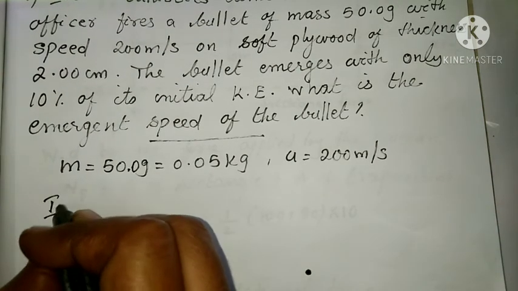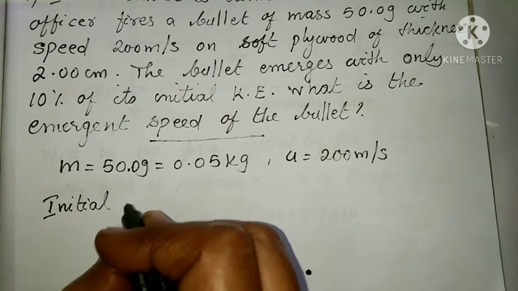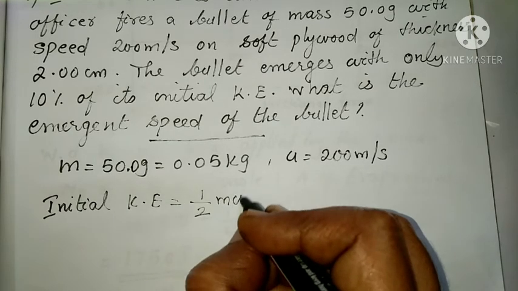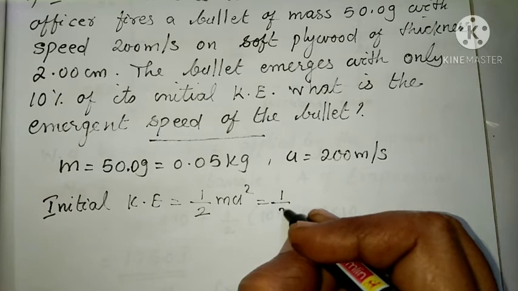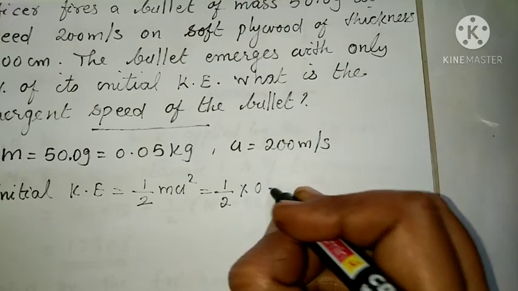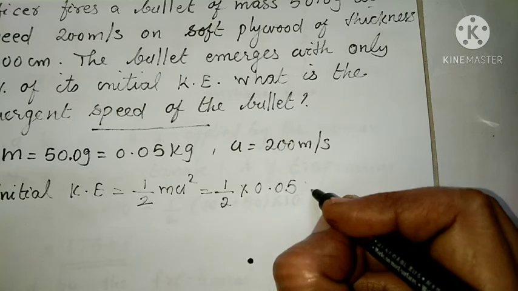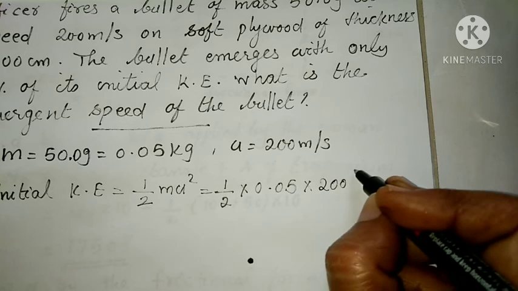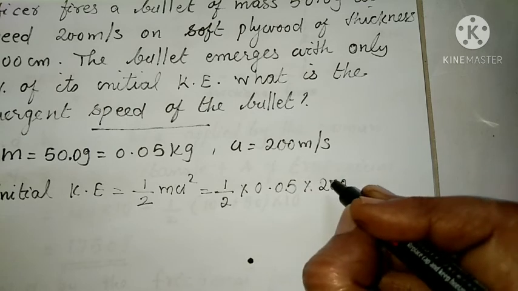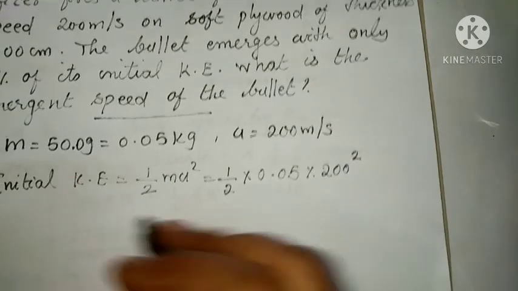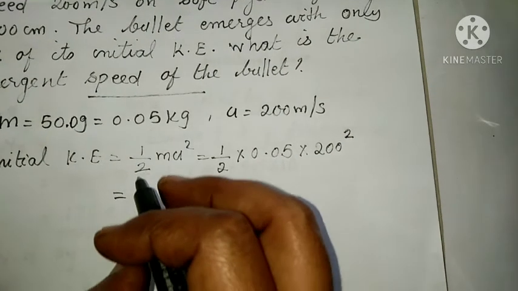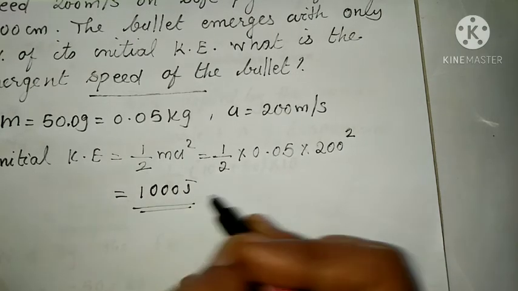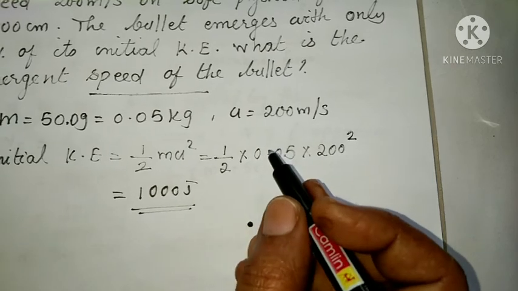Initial kinetic energy equals half m u square. So that is equal to half into 0.05 into, what is the initial velocity? 200 meter per second, that is 200 square, isn't it? After calculating this, we get 1000 joule. Clear? 1000 joule.